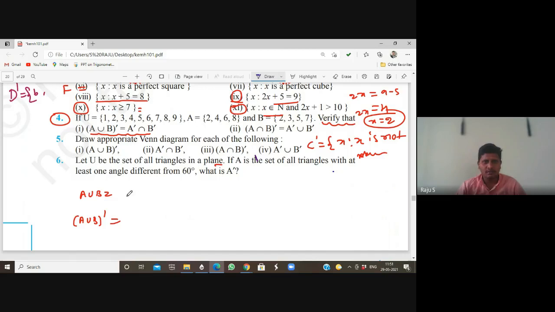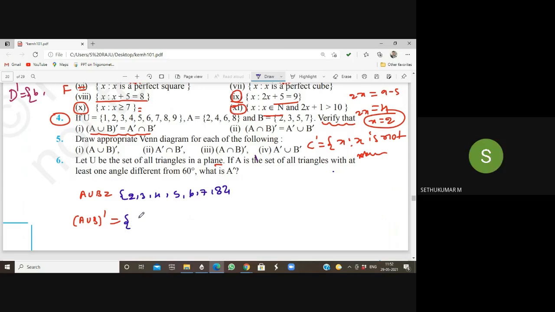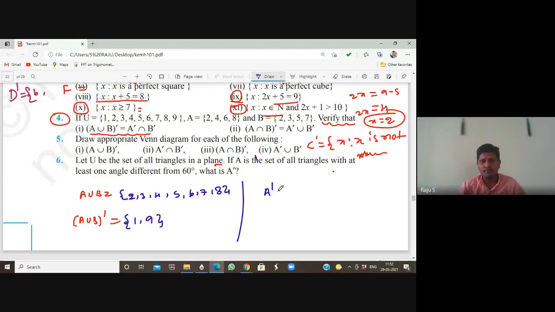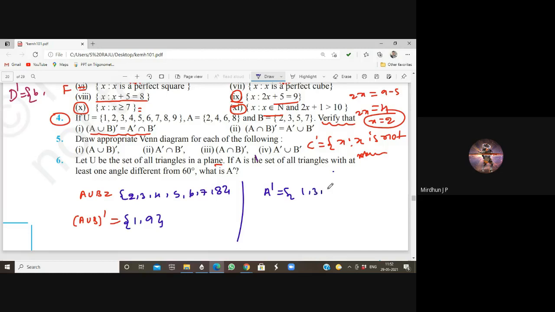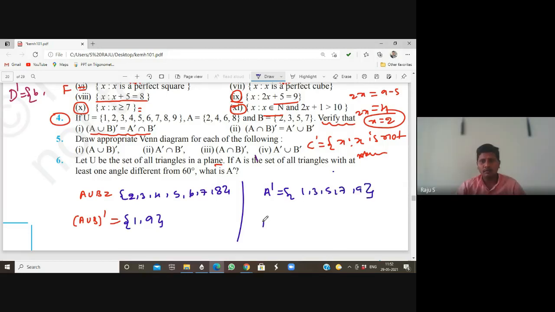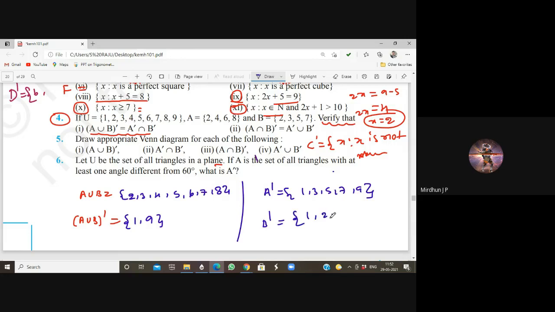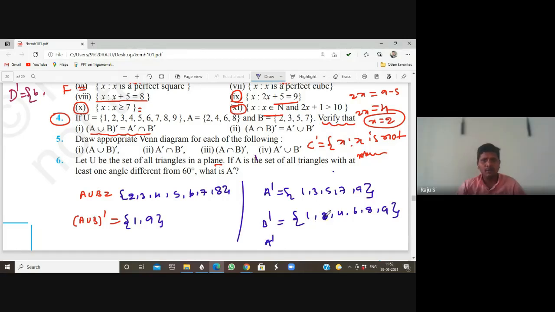Everyone should do that. First A union B. A is given, B is given. 3, 4, 5, 6. Then 1 and 9. Okay, then A complement: 1, 3, 5, 7, 9. B complement: 1, 2, 4, 6, 8, 9. So 2 won't come.